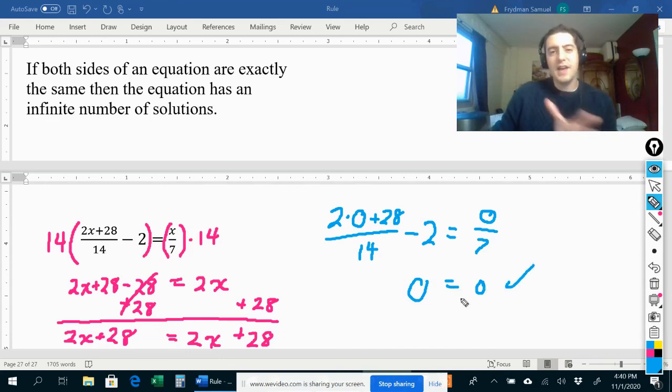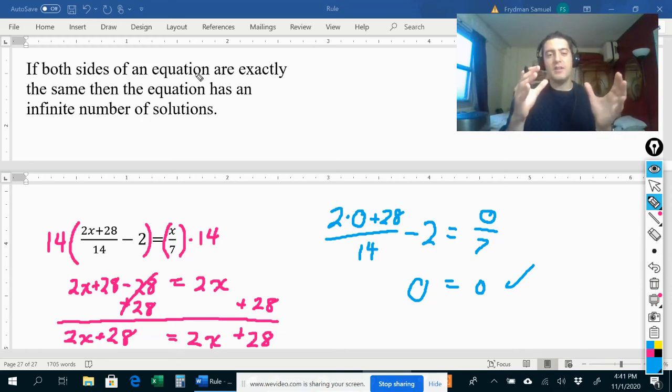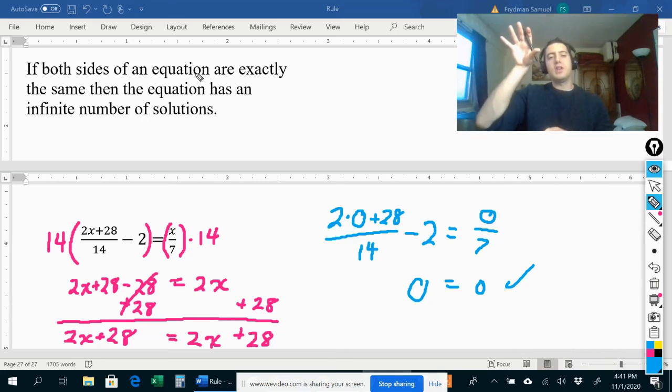That's good. And I didn't have to choose 0. That was just the easiest number that I could think of to show you. You can try yourself. Take any number that you want and replace these x's with that number, and you'll see that the left side is always equal to the right side, no matter what you pick. So there are an infinite number of solutions to this equation. Okay? So again, very easy. If you're solving an equation and you get to a point where you see that both sides are exactly the same, then you know that the equation has an infinite number of solutions.